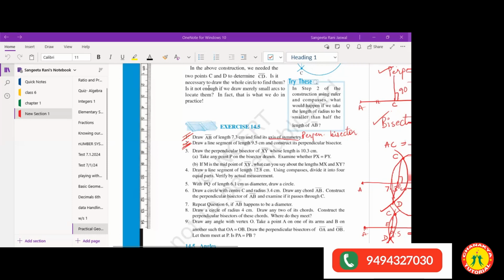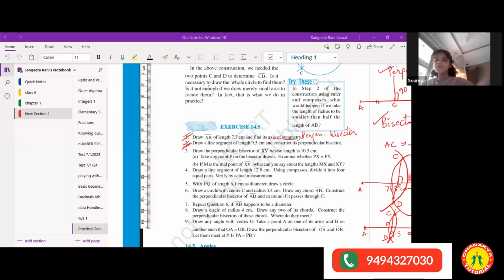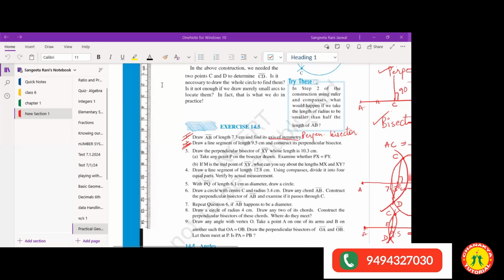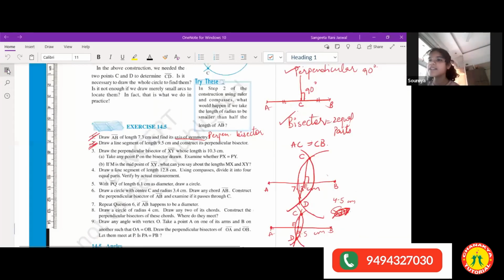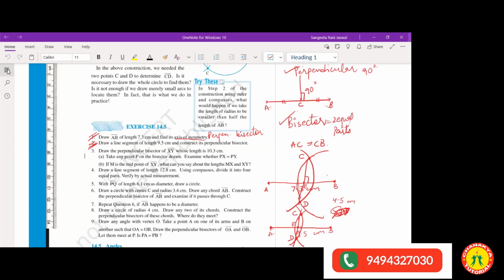Where is Soumya? Soumya, read question number three. Draw the perpendicular bisector of line XY whose length is 10.3 centimeters. Take any point P on the bisector drawn. Examine whether PX is equal to PY. Okay, we'll do the first part.